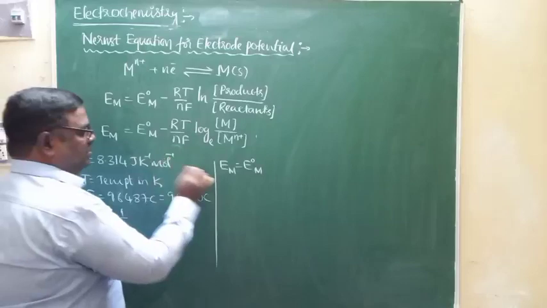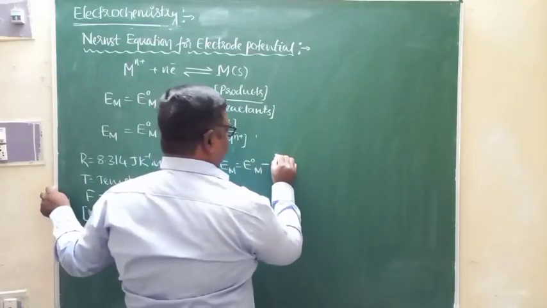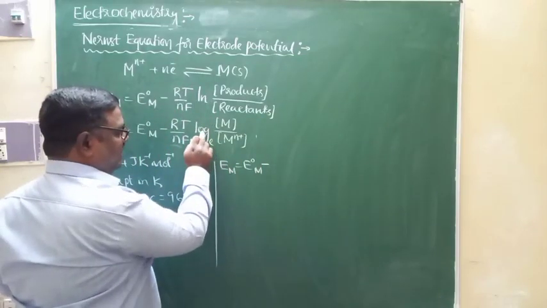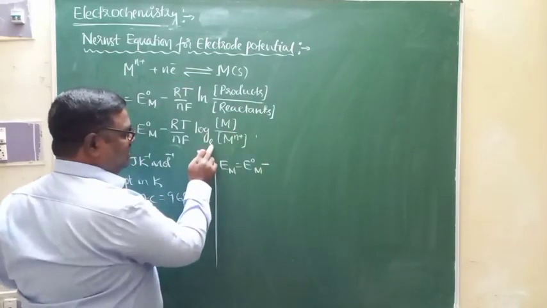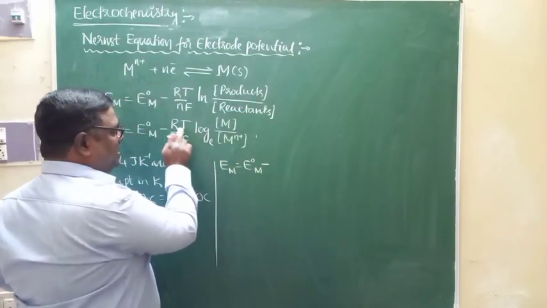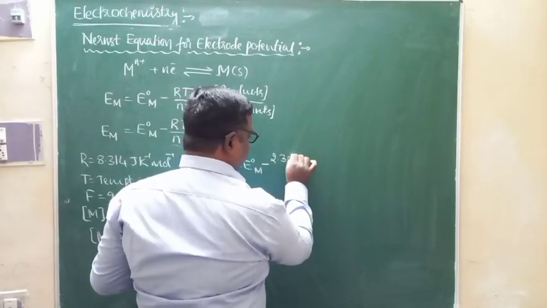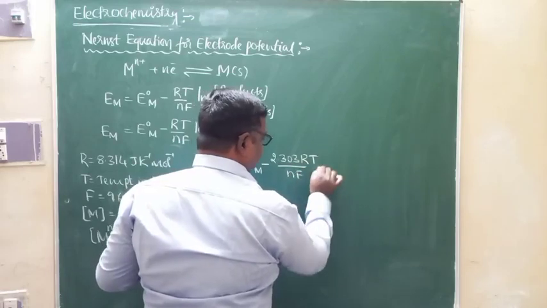Em is equal to E naught of M minus RT by NF log to the base e. Now I convert log to the base e into log to the base 10. To convert log to the base e to log to the base 10, you have to multiply it by 2.303. That is 2.303 RT by NF.